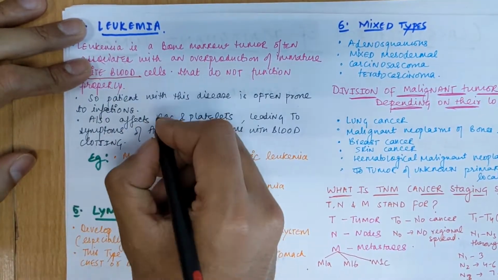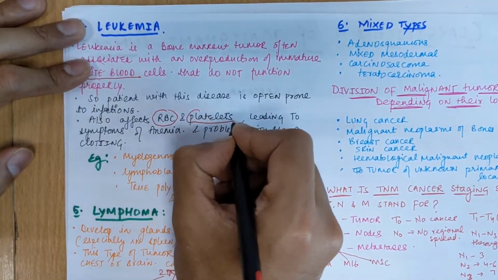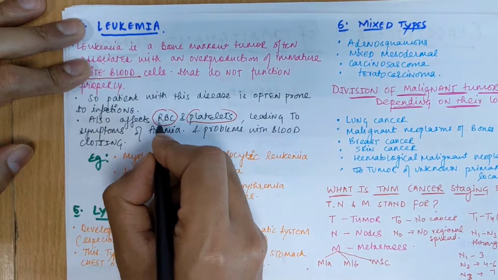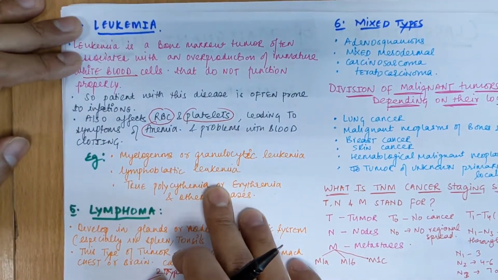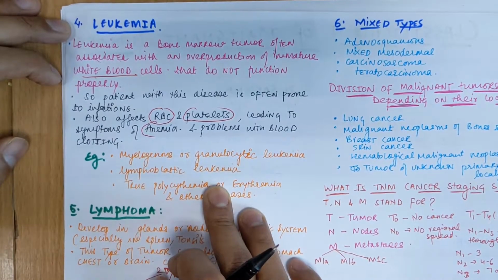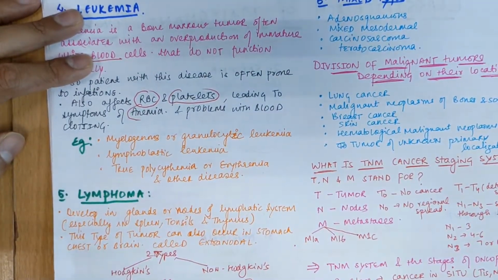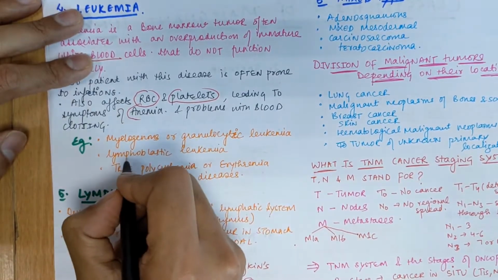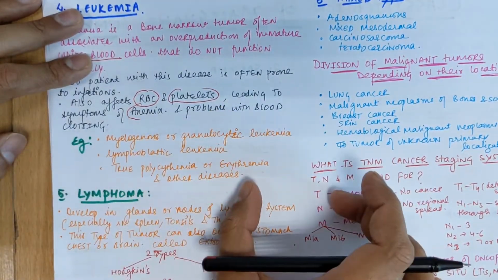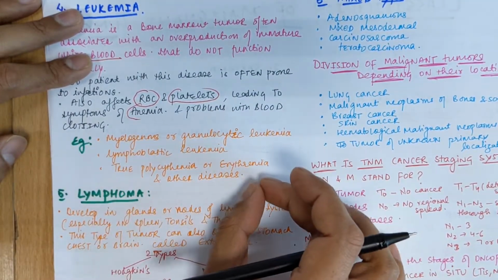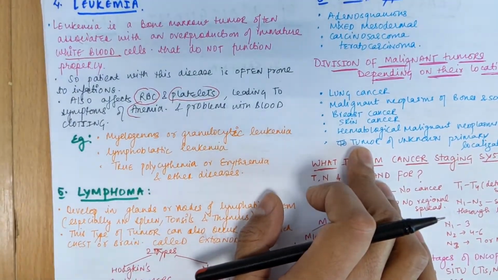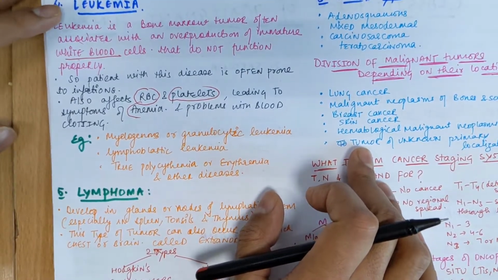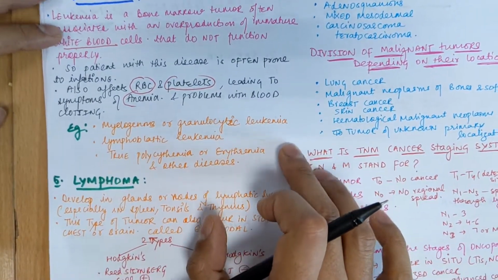It also affects RBCs and the platelet count, so it can lead to symptoms of anemia and problems with blood clotting. These are the other symptoms which can occur in patients with leukemia. Examples include myelogenous and granulocytic leukemia, lymphoblastic leukemia in the lymphoblast cells of the blood, and erythremia or true polycythemia. True polycythemia is a different disease, from which leukemia can develop. So this is your blood cancer.